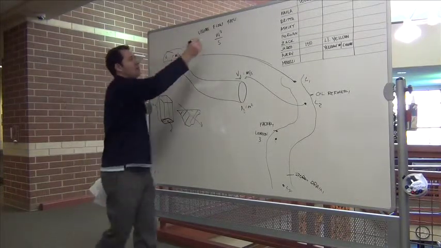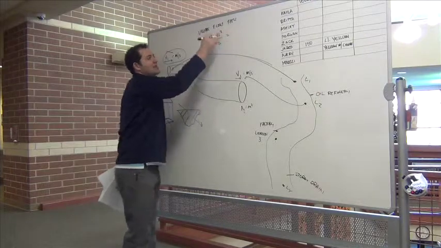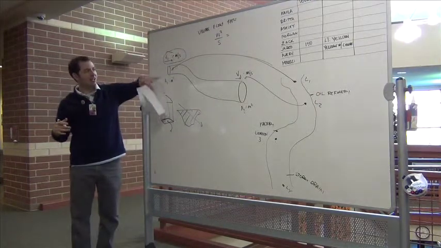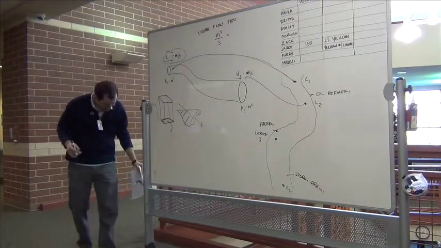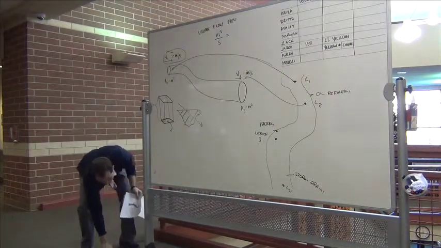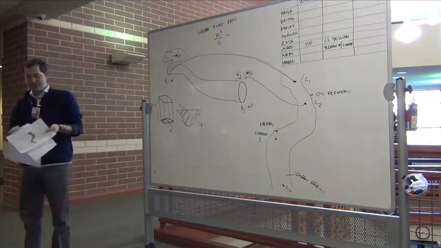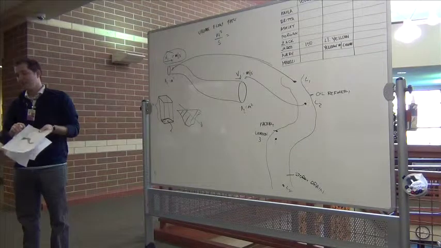So if we need this, and we have an area and a velocity, what math are we going to do? We have a meter squared and a meters per second. How do we get meters cubed per second?